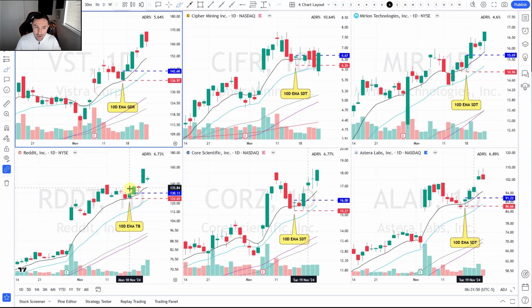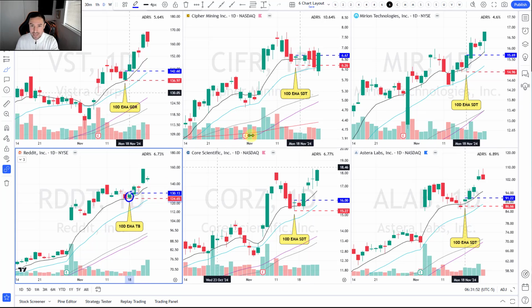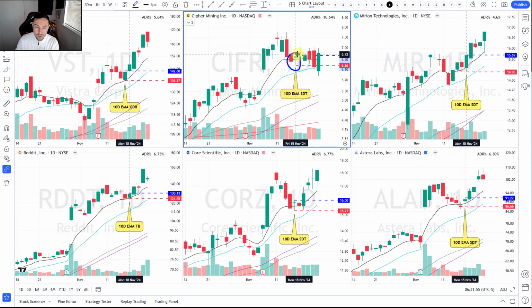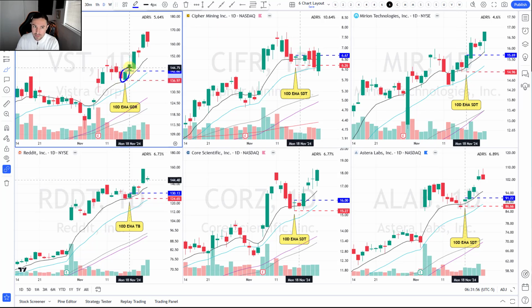Okay, so I'm looking for inside bars around 10-day EMAs. I'm looking for shakeout demand tails around 10-day, 21-day, potentially 50-day. I'm looking for gap down reverse bars around 10-day, 21-day. Something else that I like looking for as well is very positive earnings reactions. Now, sometimes earnings reactions can look a little bit different.